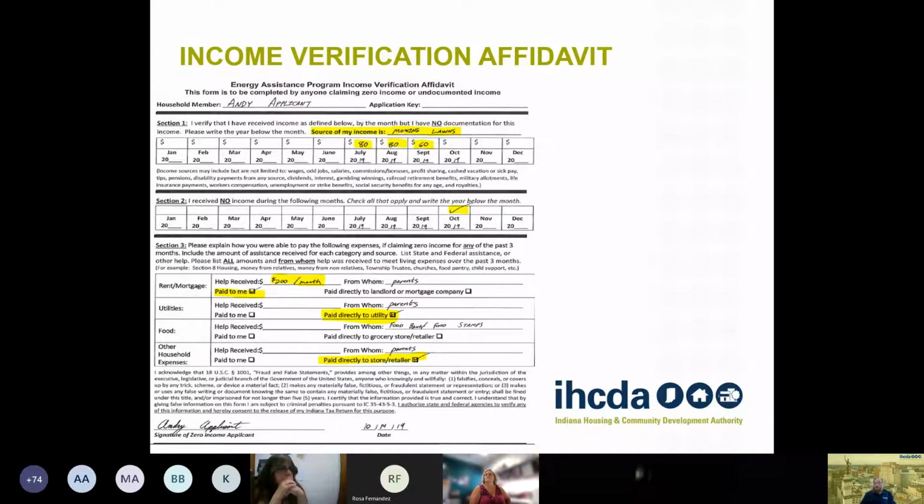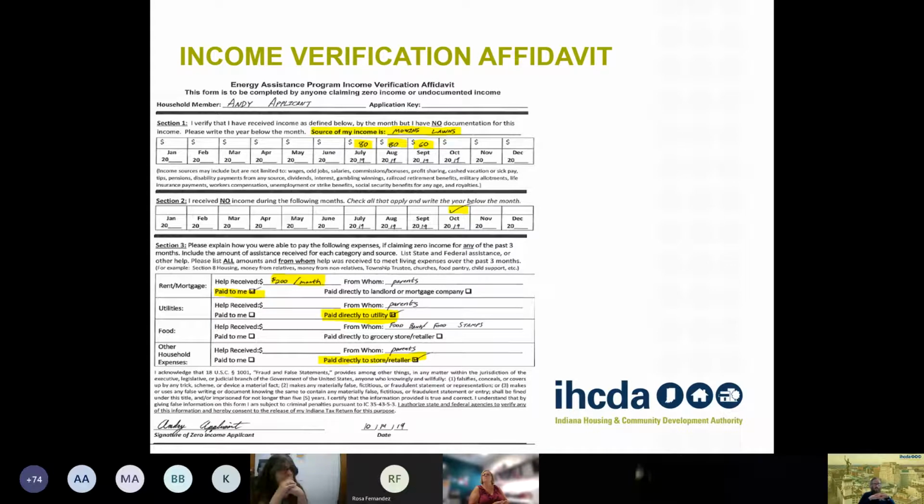So here is an example of a fully completed IVA. Hopefully you're able to see this. I know that I have the side-by-side screen sharing going on, so I'm not sure how small this is looking for you guys right now, but I will be distributing the slides, of course. They should be up on the partner website next week.